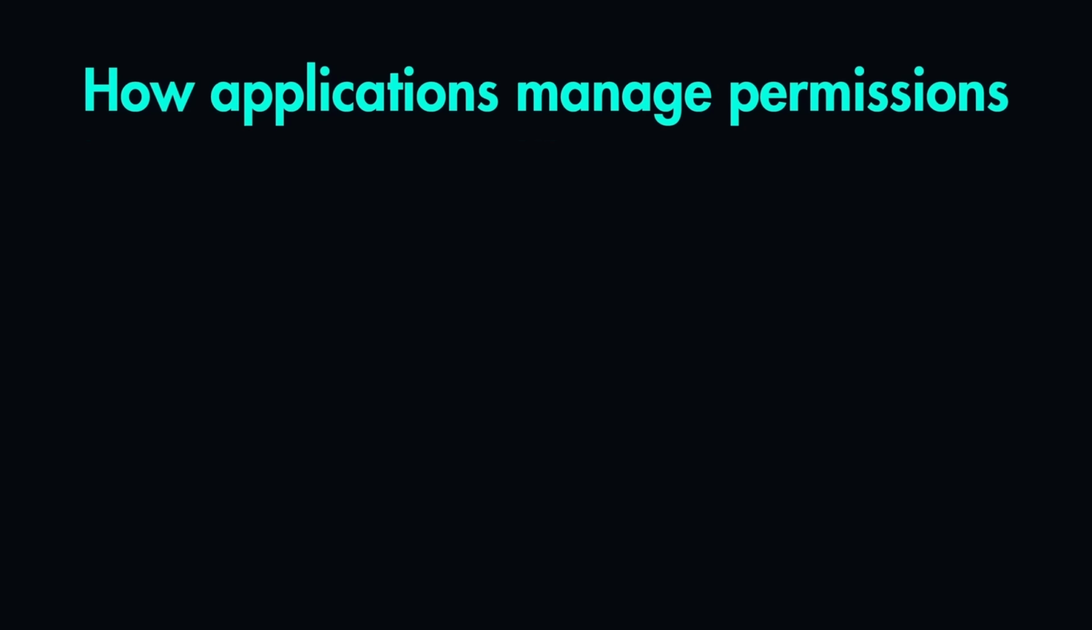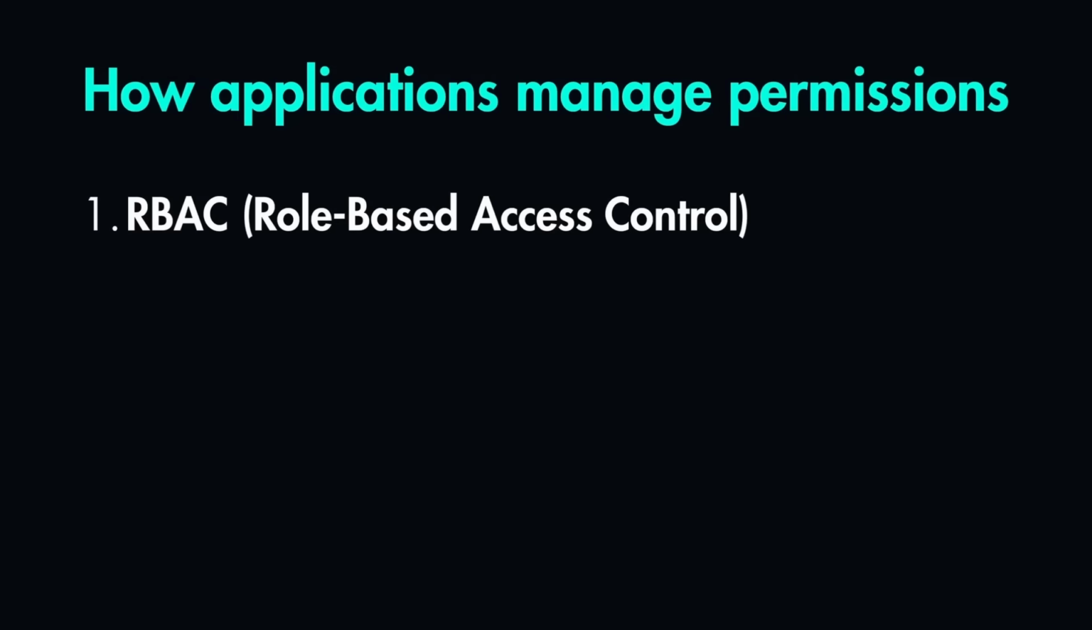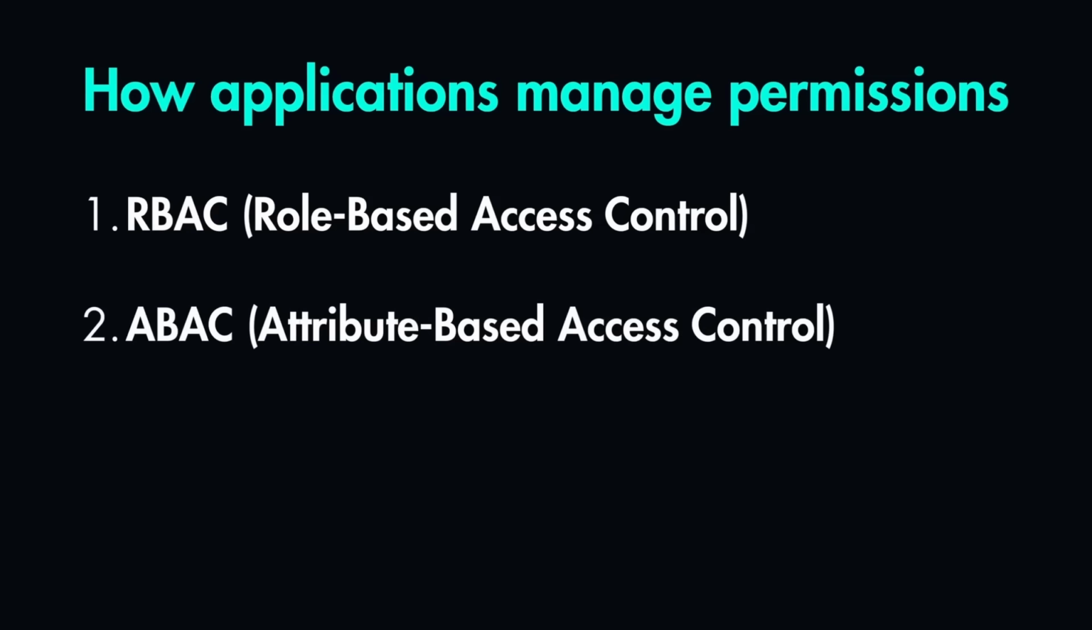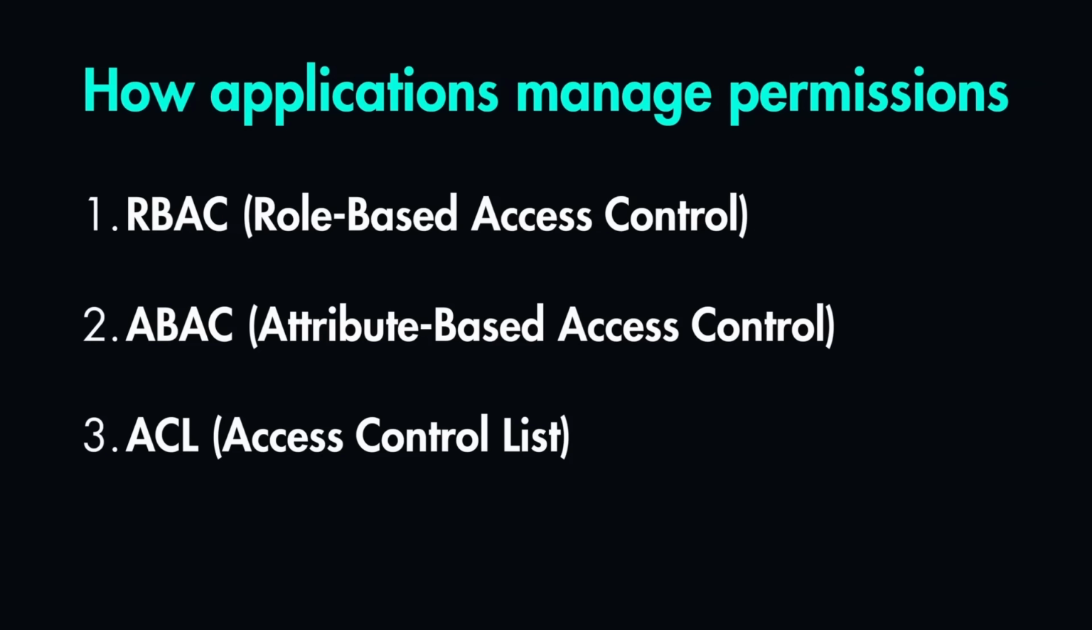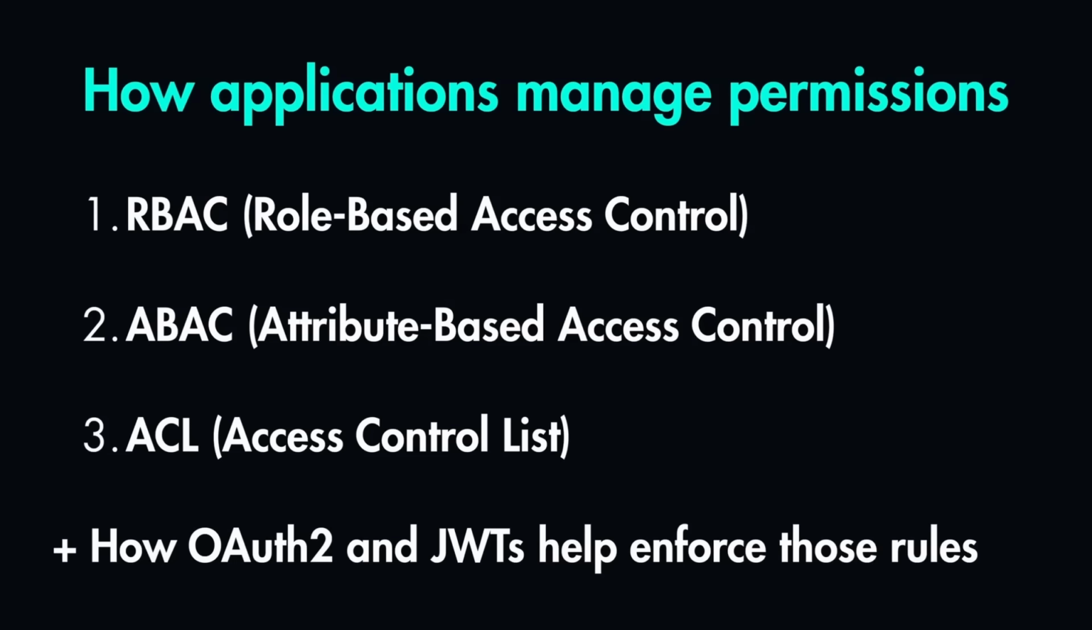In this video you'll learn how applications and systems manage permissions using the three main authorization models. The first one is role-based access control. Next we have attribute-based access control. Also access control list, which is another way of managing authorization. Plus, you'll learn how technologies like OAuth2 and JWTs help us to enforce those rules in practice.